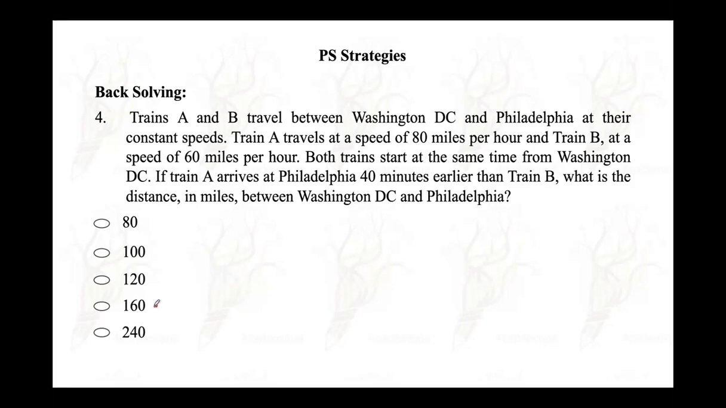Now let's look into 160. If the distance is 160 and if it is traveling at 80 miles per hour, it would have taken 2 hours. And if you travel at 60 miles per hour, do the fractions inside your brain. It is going to take 160 divided by 60, which will mean that 1 hour, and then we will be left with 40 by 60, which is 2/3 of an hour, and 2/3 of an hour means 40 minutes. So 2 hours and 2 hours 40 minutes, which means the difference is 40 minutes, and therefore 160 must be the answer.